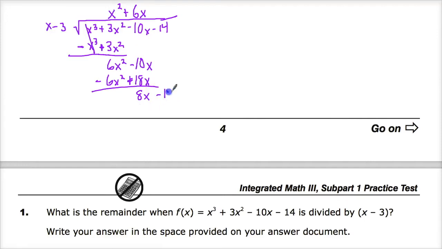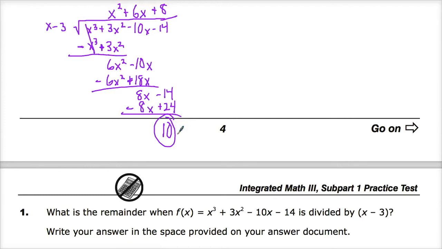minus 14. So now what do I need to do to eliminate 8x? I need to do times 8, so plus 8 here. 8 times x gives me 8x minus 24. And again, don't fall for it. It's subtraction, so you need to do that. And I end up with 10. And that's my final answer.